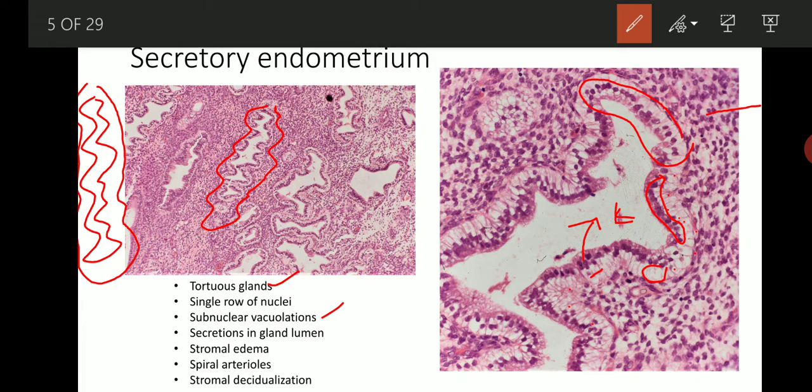As the phase progresses into the late stage, you mostly see stromal changes. These are the three stromal changes that you will see in the secretory endometrium. It is characterized by stromal edema that gives rise to this looseness of the stroma, appearance of spiral arterioles, and stromal decidualization.